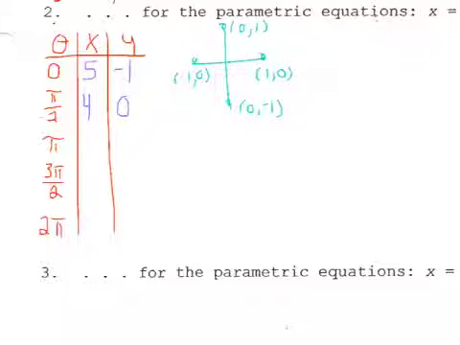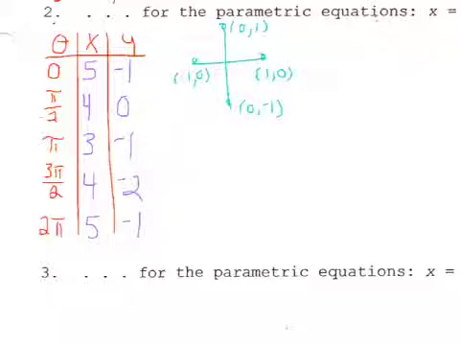The cosine of pi is negative 1, so plus 4 would be a 3. And the sine of pi is 0, so that'll be a negative 1. For 3 pi over 2, the cosine of 3 pi over 2 is 0, plus 4, 4. And then the sine is negative 1, so that'll be a negative 2. And then for 2 pi, we should be back to our original, 5, negative 1.